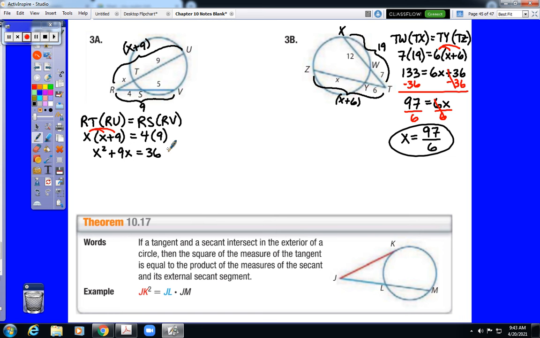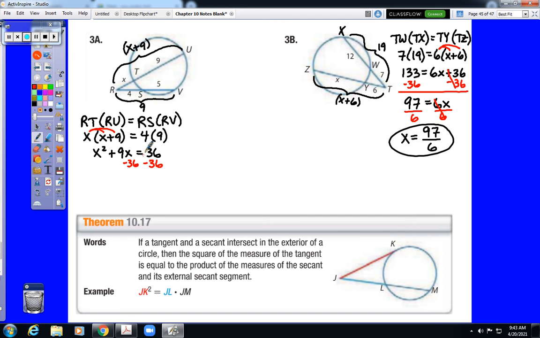Now, there are three methods to solve quadratic equations that you should have learned in Algebra 1. There is solving by factoring, which may or may not be possible. There's solving using the quadratic formula, x equals negative b plus or minus the square root of b squared minus 4ac all over 2a, which we should remember from algebra. And there's completing the square, which is much less used. Now, we should always check to see if it's possible to factor.